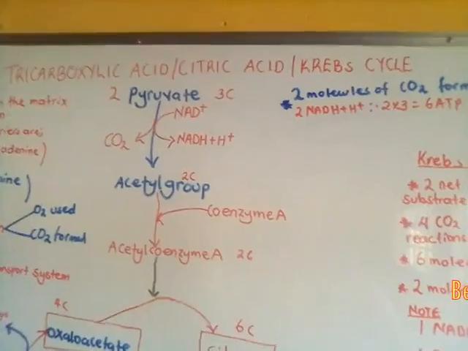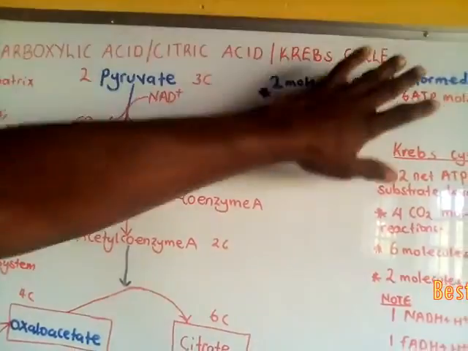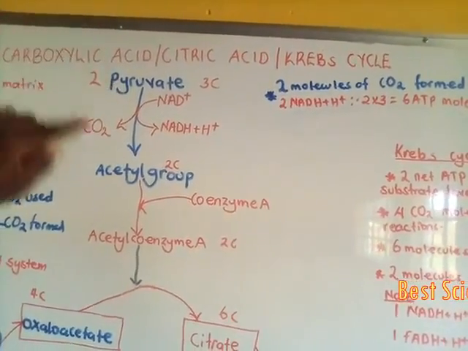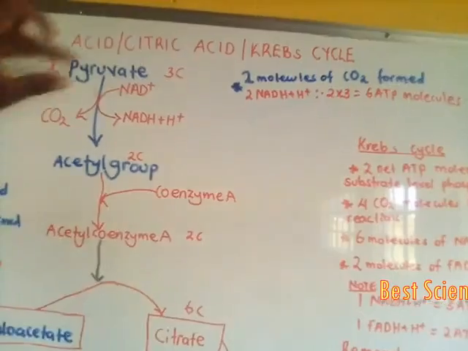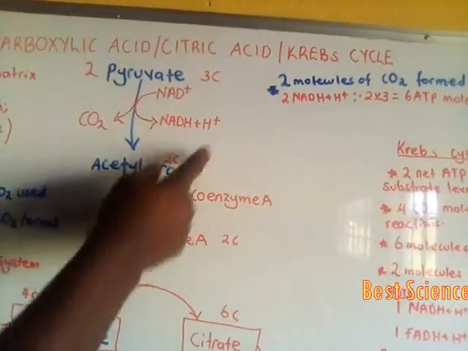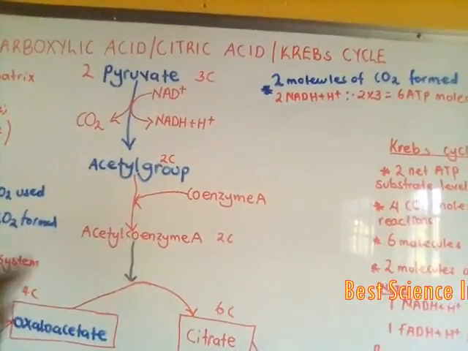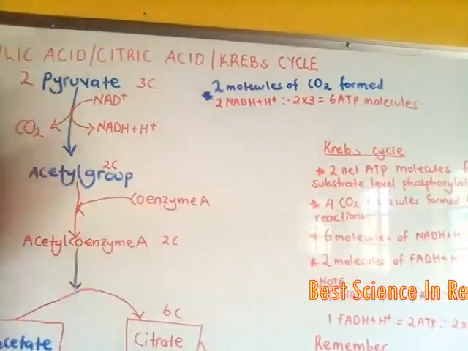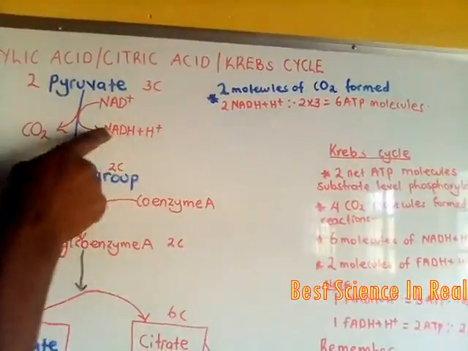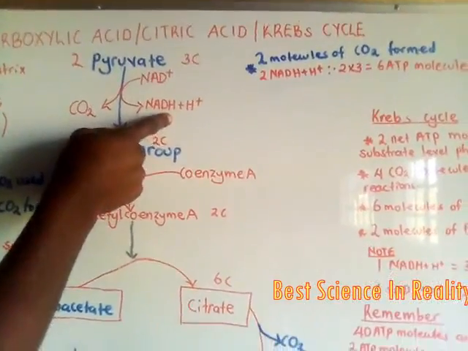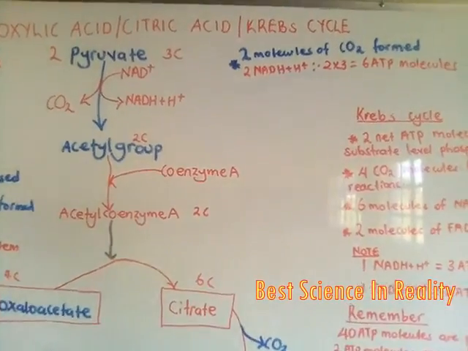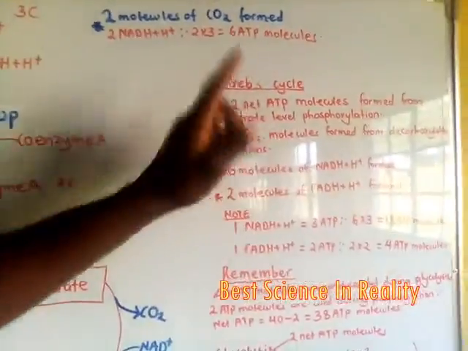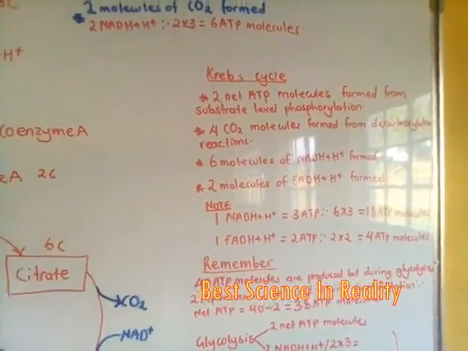So let's go through the summary. We shall form 2 molecules of carbon dioxide, because we are having two molecules of pyruvate, and each molecule of pyruvate will form 1 carbon dioxide. So since there are 2, we shall form 2 molecules, and we are having dehydrogenation, and the hydrogens are given to NAD. It means we are going to have 2 molecules of reduced NAD being formed, and 1 NAD forms 3 ATP. So 2 times 3 we shall form 6 ATP molecules, which will be formed during oxidative phosphorylation. And in the entire cycle we shall form 2 molecules of ATP as a result of substrate level phosphorylation.